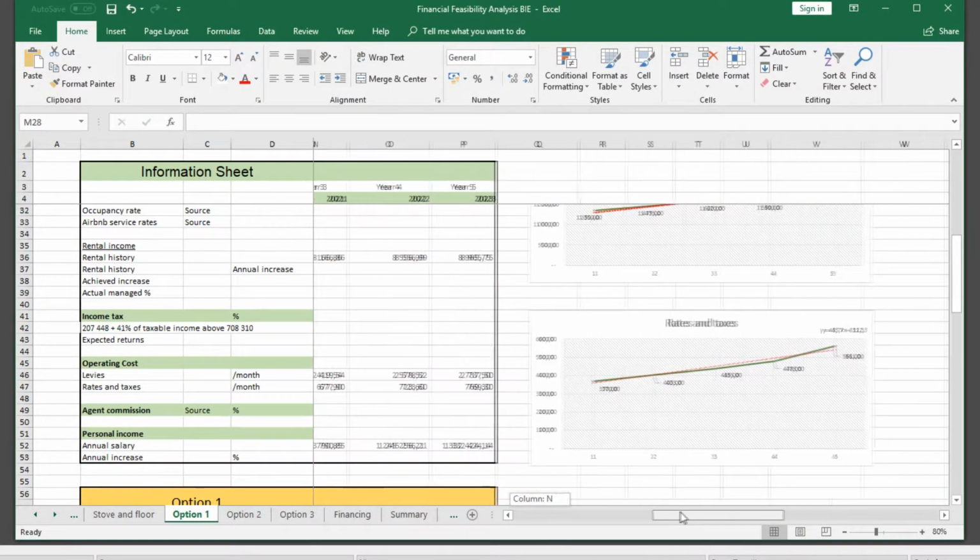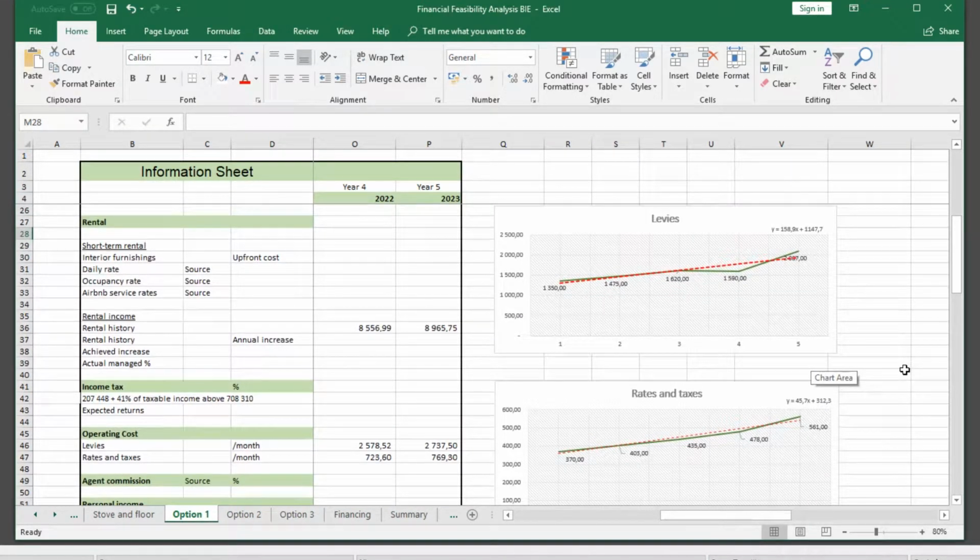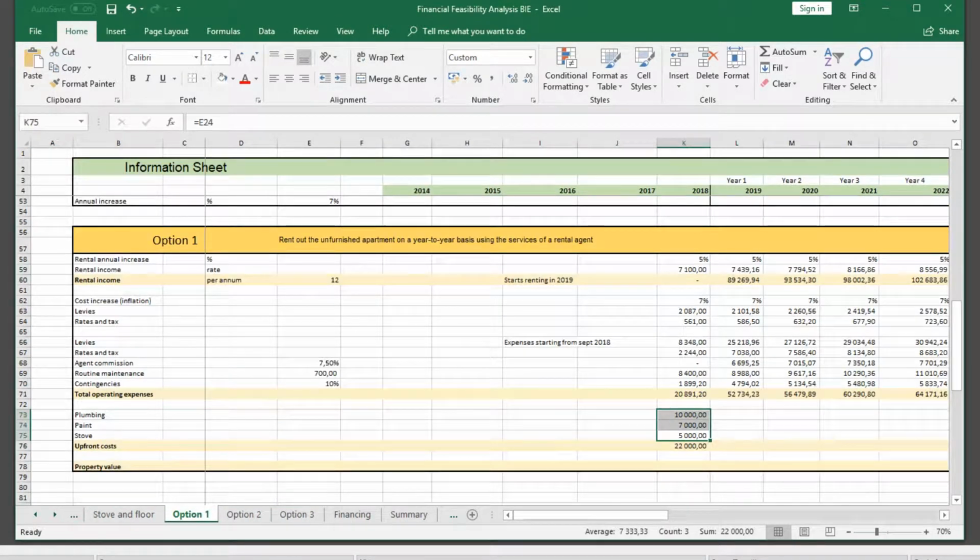Here I've made different graphs for the different trends. This is based on past performance, and I have made a trend line in order to project the next few years' amounts. Option 1: renting out the unfinished apartment on a year-to-year basis using the services of a rental agent.